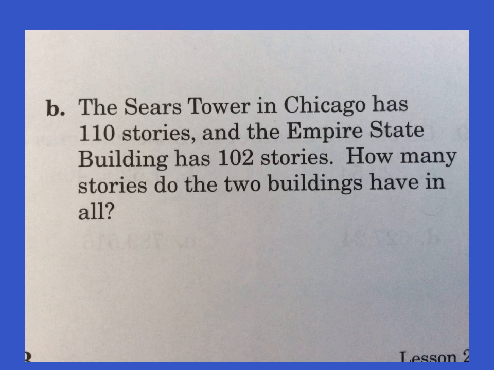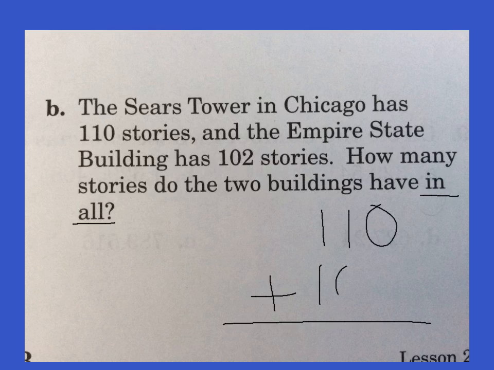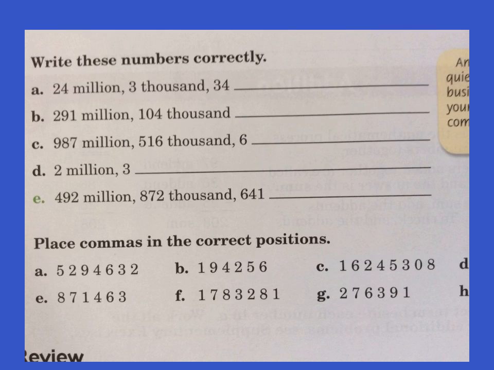So you'll have to do that on your own, but not right now, because we're still working together on this lesson. But look at B. B says the Sears Tower in Chicago has 110 stories, and the Empire State Building has 102 stories. How many stories do the two buildings have in all? When you see in all, that means to also add it up. You need to add your 110 plus your 102. And when you've done that, you'll know how many stories they have. Go ahead and turn your papers over.